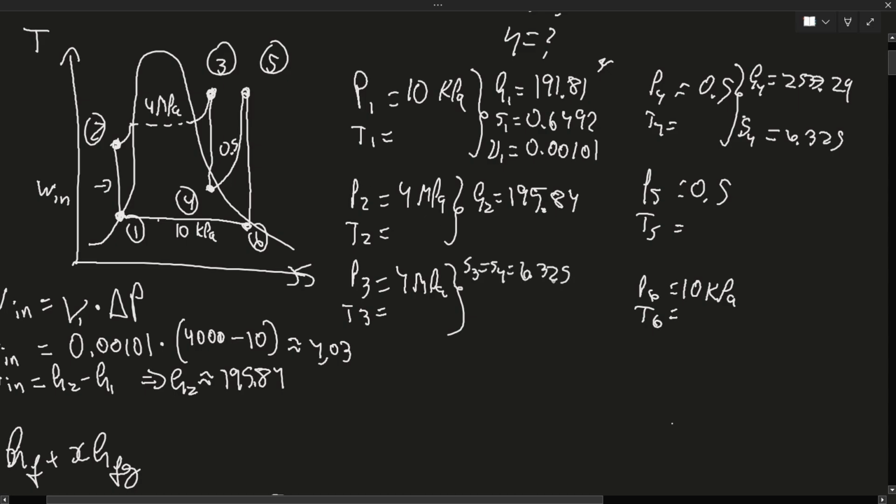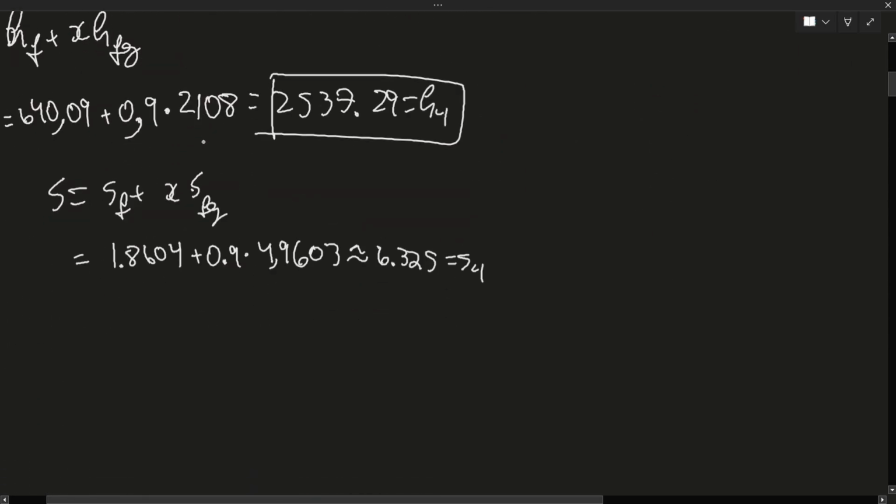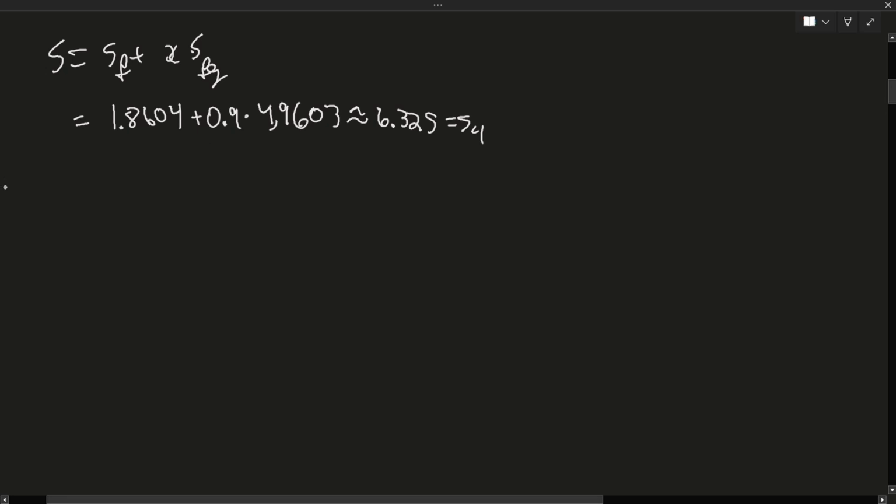6.325. Another thing, we know that it's outside the curved line. That means that it's superheated. So, with a pressure of 4 MPa and an entropy of 6.325, you check the tables. Basically, you have to interpolate to find your H.